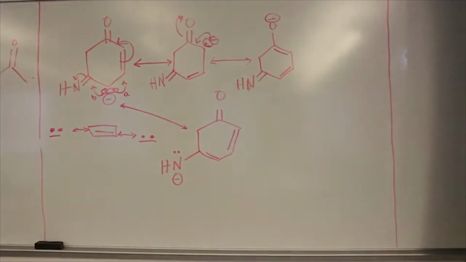First off is the octet rule. After that, there'll be two, right? There's only one major contributor. Wouldn't it be the negative charge on the oxygen? You would always get oxygen. Why? Because the oxygen is the most electronegative.